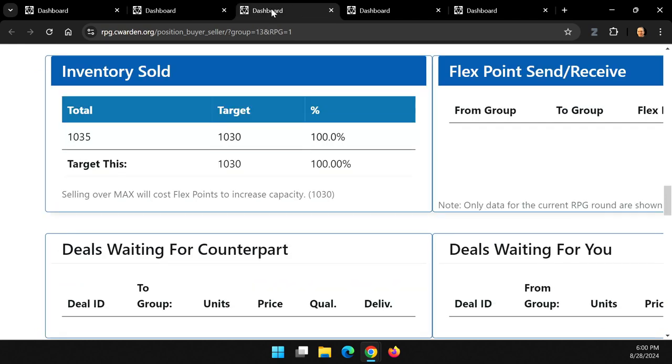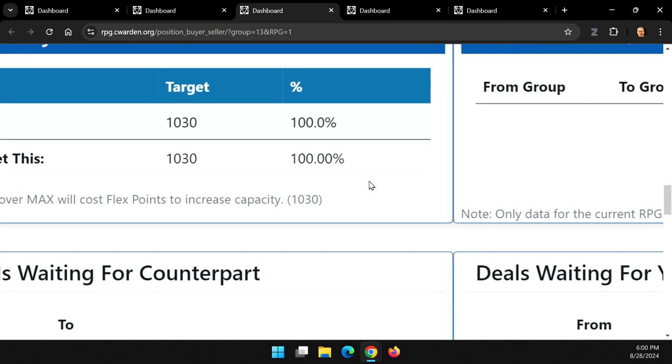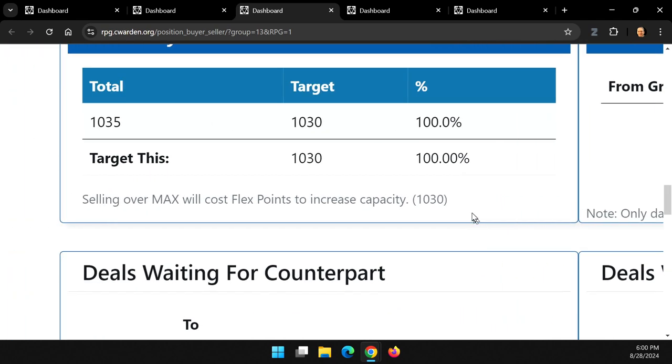Now, if you're a seller, it's different. If you're a seller, you can go over your limit. But when you go over your limit, what will happen? You'll have to pay flex points, remember? So if you go over the max, then you're going to need to pay flex points for every 10% more of the production.